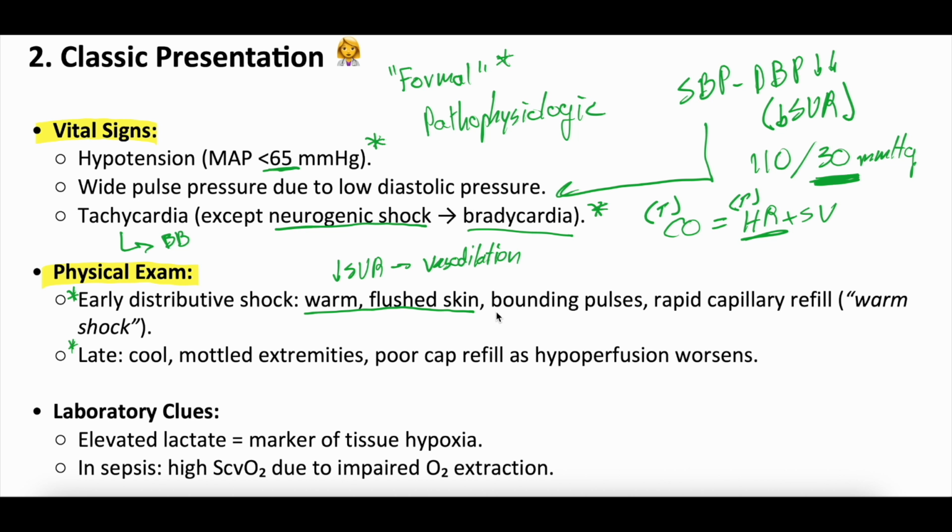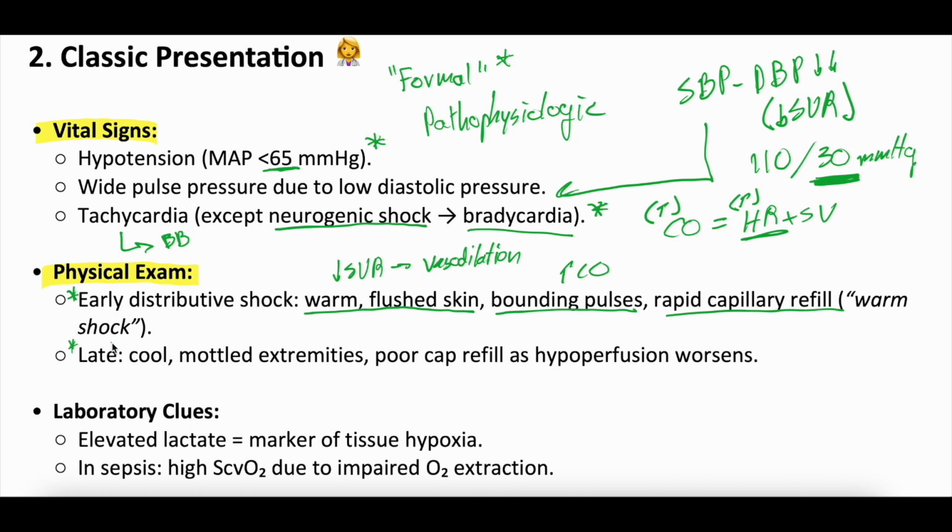You often have bounding pulses because of that increased cardiac output, that hyperdynamic heart, that increased contractility to compensate for that low systemic vascular resistance. Usually it's bounding pulses. And then in the early stages, if you're perfusing adequately, you might have rapid capillary refill. But you see vital signs, someone's hypotensive, tachycardic, widened pulse pressure with a low diastolic blood pressure. You walk in the room, they're warm, they're flushed, they have bounding pulses. All of that might indicate distributive shock.